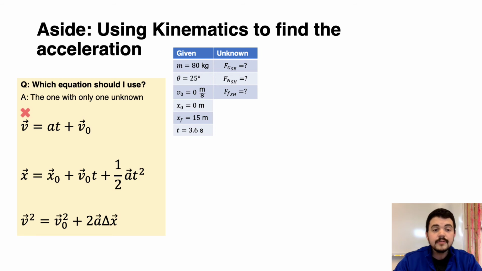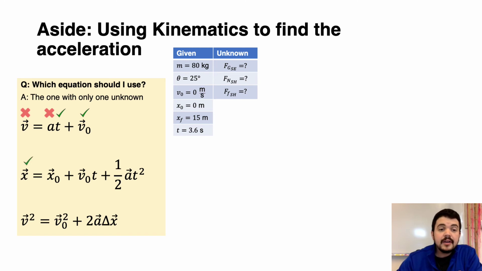We do not know the final velocity, and so that's one unknown. We don't know the acceleration, that's two unknowns. We do know the amount of time it takes, and we do know the initial velocity. So that's an equation with two unknowns right now, and so that's not going to be a helpful equation. Let's look at the next equation.